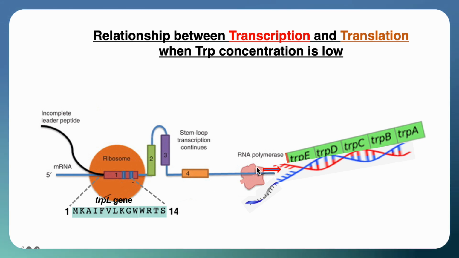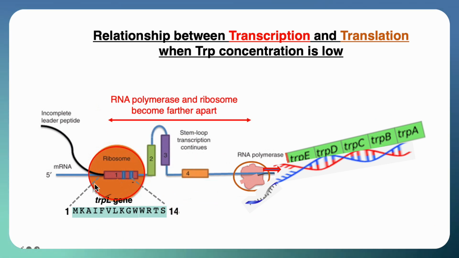Meanwhile, RNA polymerase continues transcription, leading to an increased distance. As a result, a hairpin is formed between domain 2 and domain 3. This hairpin structure is located far from the RNA polymerase, so it does not affect the progress of transcription.